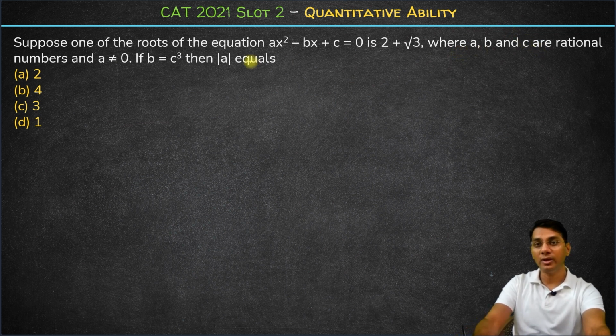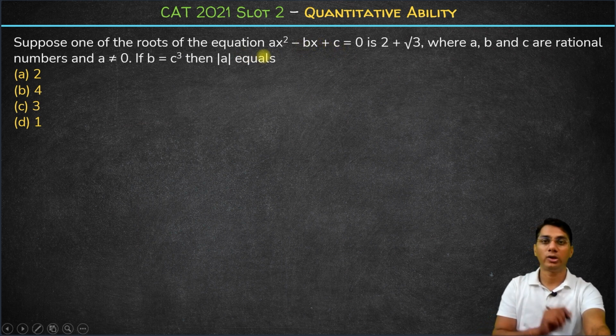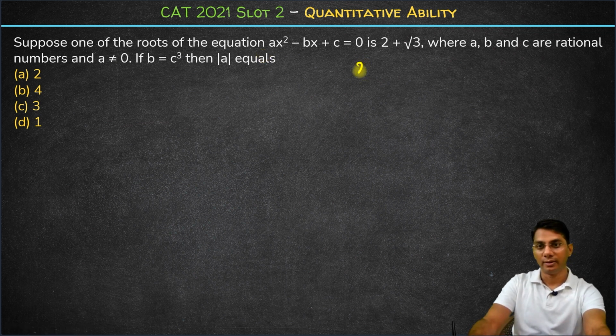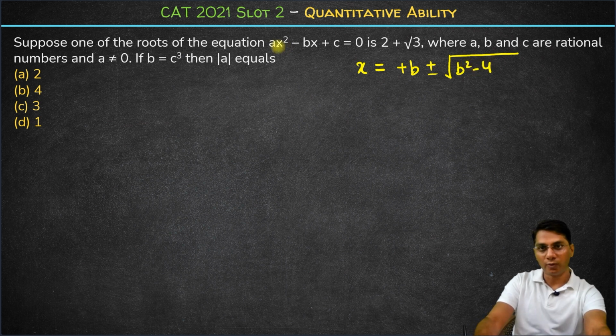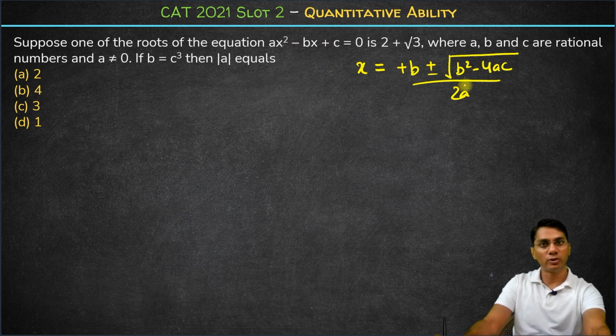So in a quadratic, if the coefficients are rational, then the roots will be conjugate of each other. You know the quadratic formula, the root formula: x is equal to minus b plus minus square root of b square minus 4 into a into c upon 2a. So these will be the two roots of this quadratic, one with plus sign, one with negative sign.